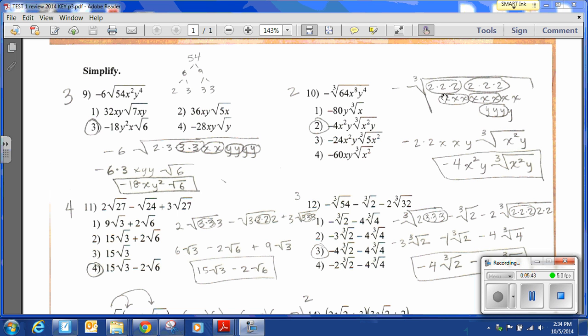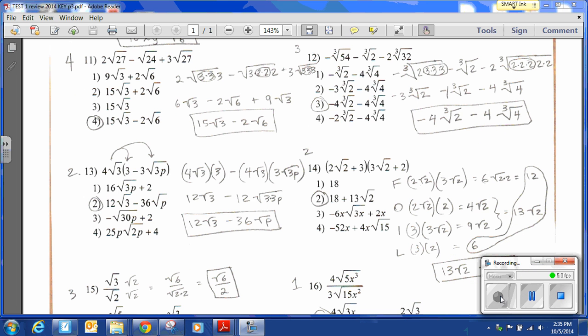Number 2, this is cube root, which means we need to factor, expand, and group them into threes or trios. As you can see, we have these trios, and these x's are trios, and these three y's are a trio. So, as you know, 2 of them cancel and 1 makes it out. That's negative 2 times x times y. Cube root x squared y, because these are leftovers. They never group together with any other trios. Final answer, negative 4x squared y, cube root x squared y.